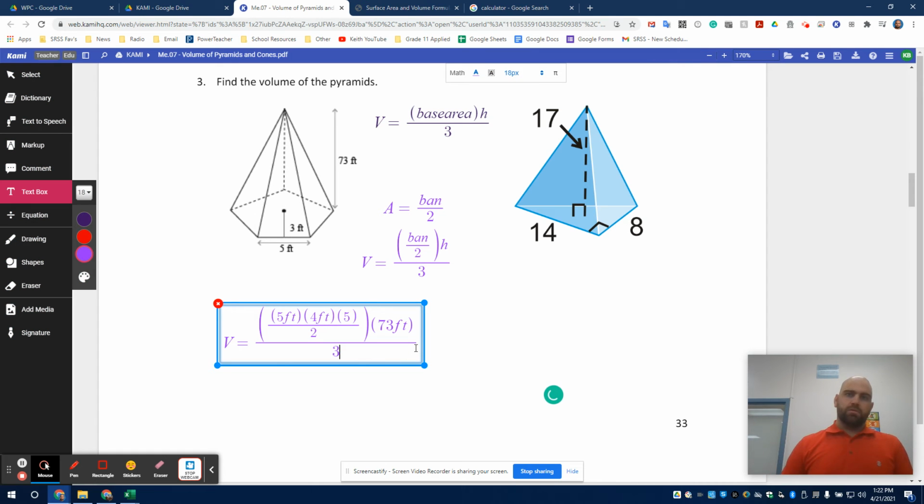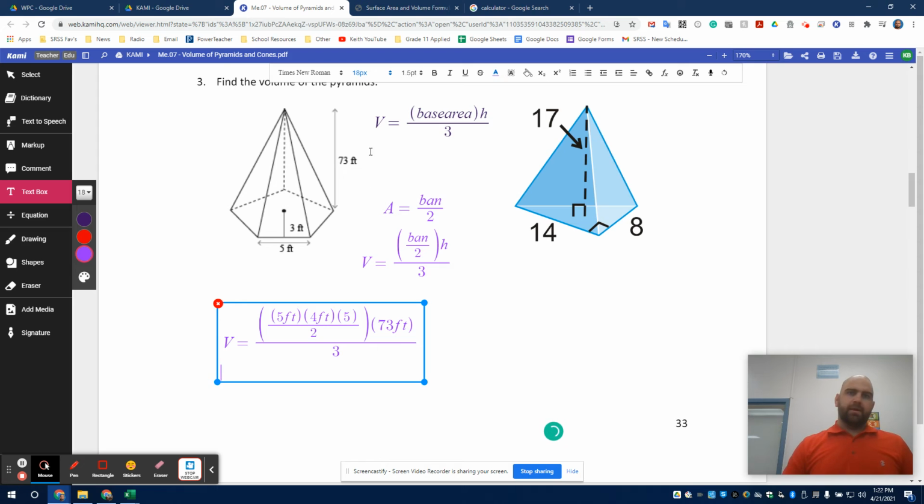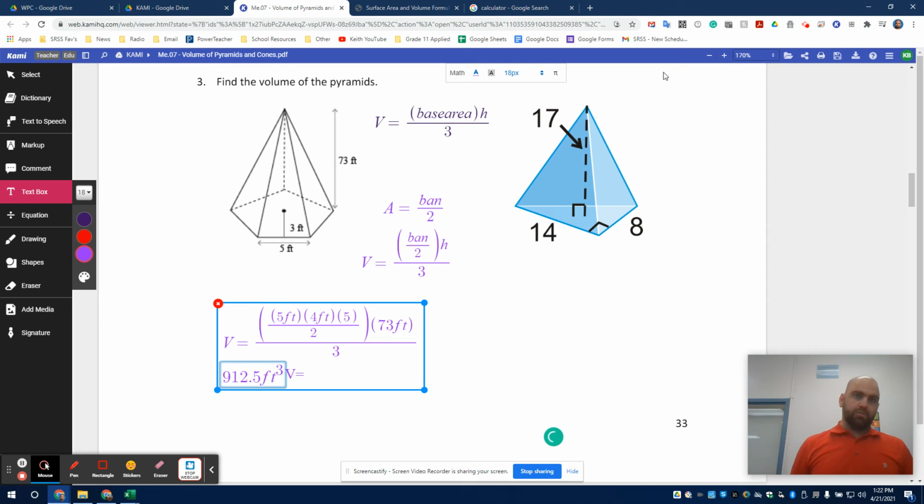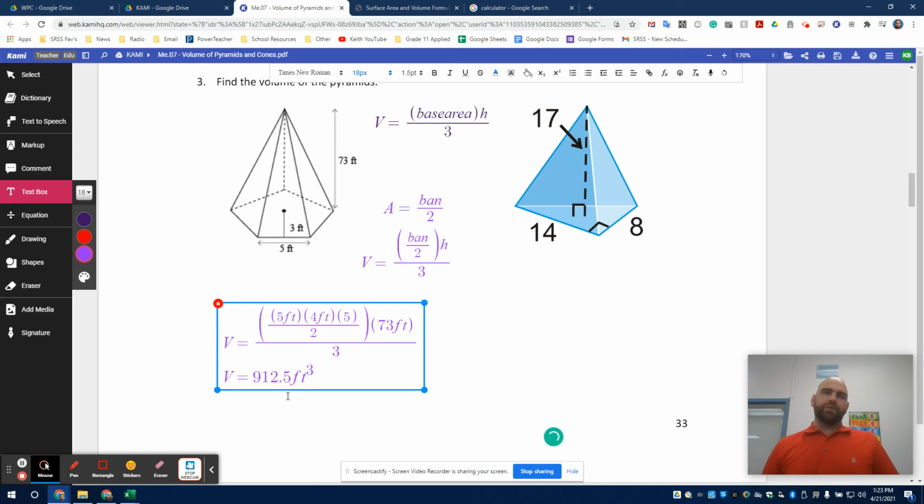So the volume in this case here is 912.5 feet cubed. And let's get the V in there. There we go. The V wanted to be on the outside apparently. All right, so that's our volume then.